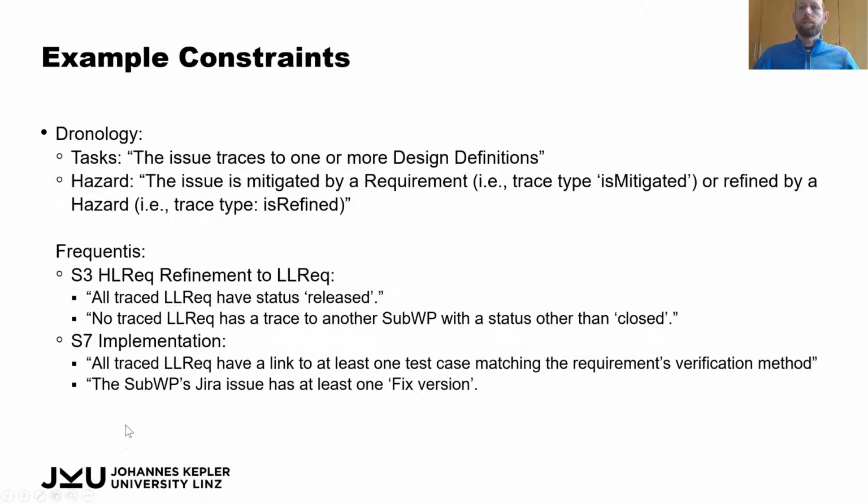Example constraints in these two case studies were, for example, for Dronology: does the issue trace to one or more design definitions, or is an issue mitigated by a requirement or refined by a hazard, each with the correct trace type. For Frequentis, we had things like: no traced low-level requirement has a trace to another sub-work package with a status other than closed, or all traced low-level requirements are linked to at least one test case matching the requirement's verification method. So you see, these are not trivial constraints, but these can be nicely automated.